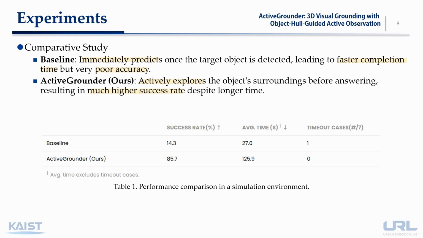We conducted experiments in a simulation environment. The baseline method, which is visual grounding without active perception, immediately makes a prediction with a few viewpoint images. This allows for a faster completion time, but it shows poor accuracy. In contrast, ActiveGrounder actively observes the object's surroundings before answering. Although this requires more time, it results in a much higher success rate. This comparison demonstrates how ActiveGrounder achieves more reliable grounding in unexplored environments.